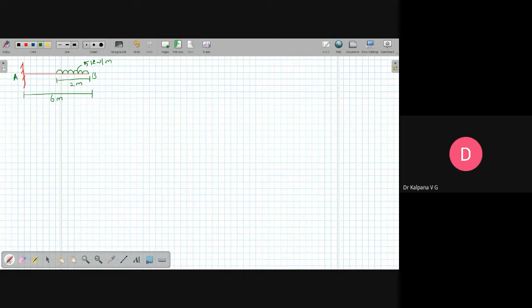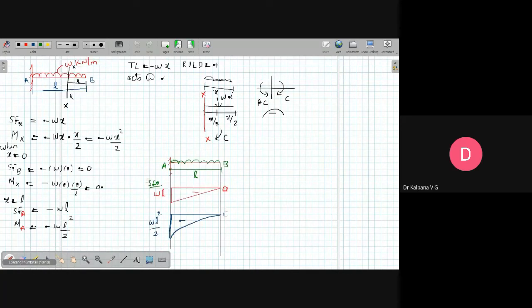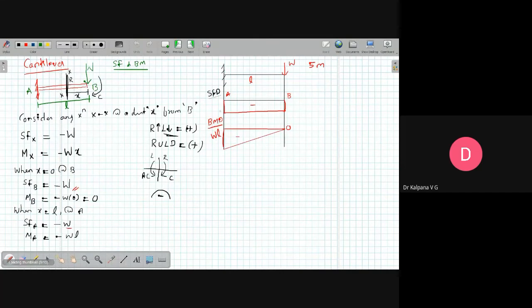And for a cantilever, there is no need to find out the support reaction. Whatever the shear force value at A will be the reaction at A, and whatever the bending moment value at A is the resisting moment. That I forgot to say. So here, the support reaction RA is nothing but the value of WL. And MA is the bending moment value, the sum of moments of all the forces to the right of the support, which is WL squared by 2. Whereas in the previous case also, RA is W and MA is WL.